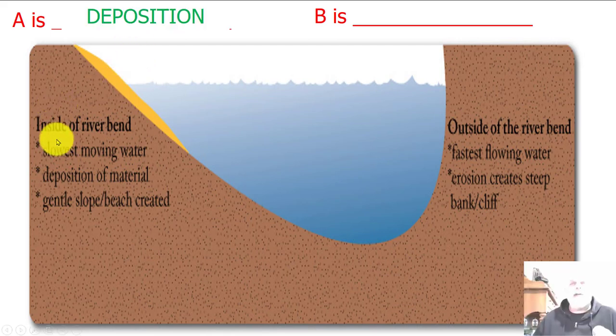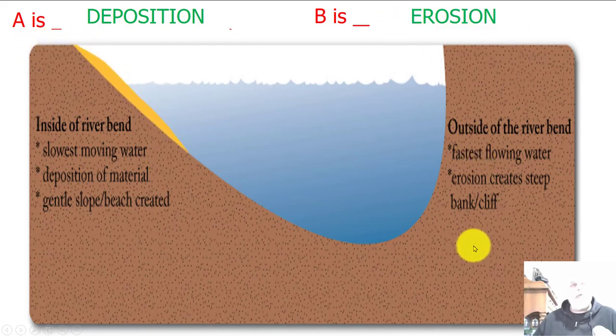This is the deposition side. This is the inside of the riverbed. It's a slow movement of water. It's the deposition of material here. And it's a gentle slope away from the beach. So this side is going to be the erosion side. And the characteristics of that is the outside of the riverbed. It is the fastest flowing water. Erosion is going to create this steep cliff, this steep bank over on this side.